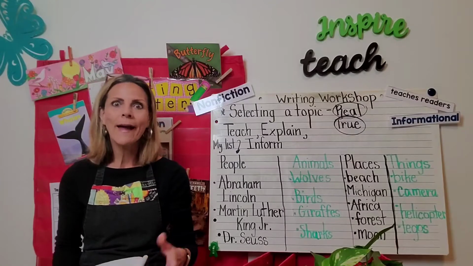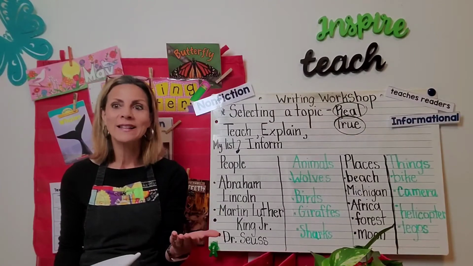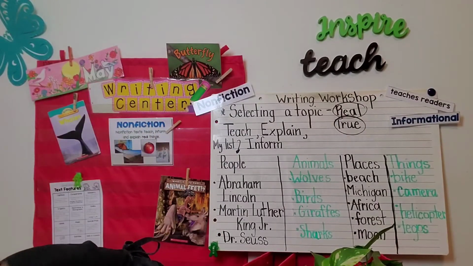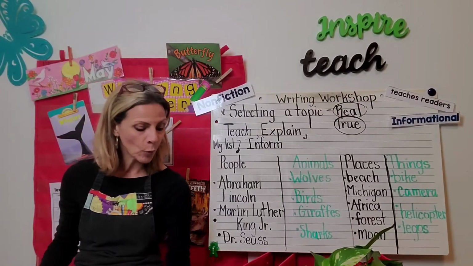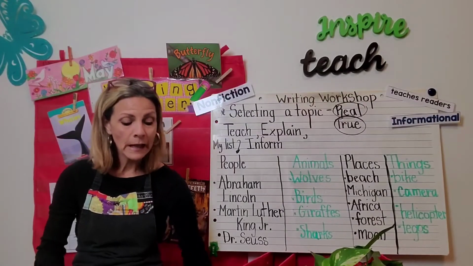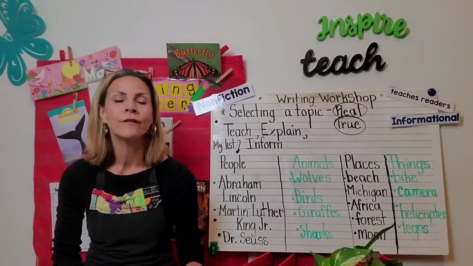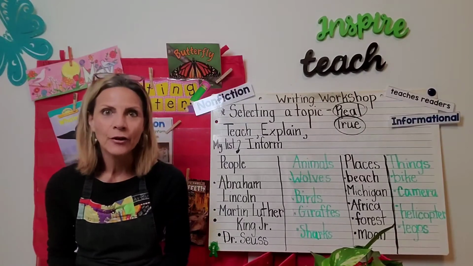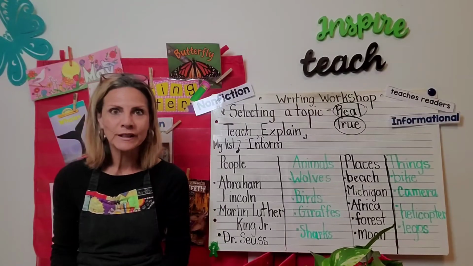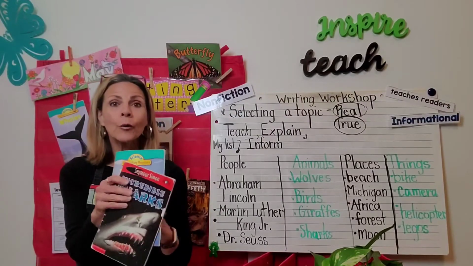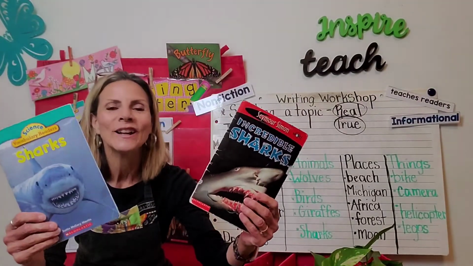So let's talk about how kids can do that and gather their facts and information. There's a couple different ways. Let me show you the first way that you can gather research. You can research and gather information. So this first way is books.